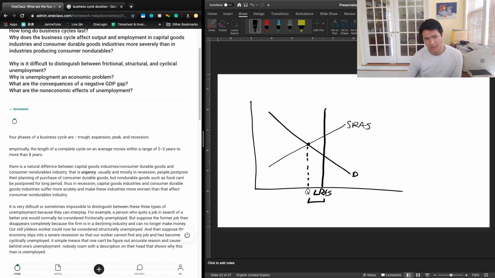And the final question says, what are the non-economic effects of unemployment? And so there are several, and again, this is not really in the scope of economics as we think of it, but unemployment can have a lot of health impacts as well, and individual impacts on the people who are unemployed. A lack of financial stability can lead to financial strain on the household, can lead to a decline in health, can lead to psychological burdens, and all those things are going to be detrimental to the individual who is unemployed.